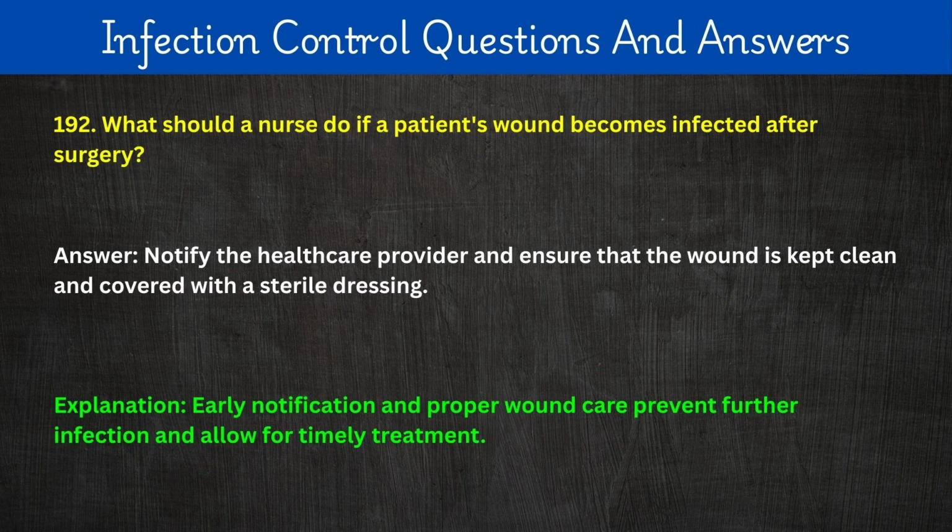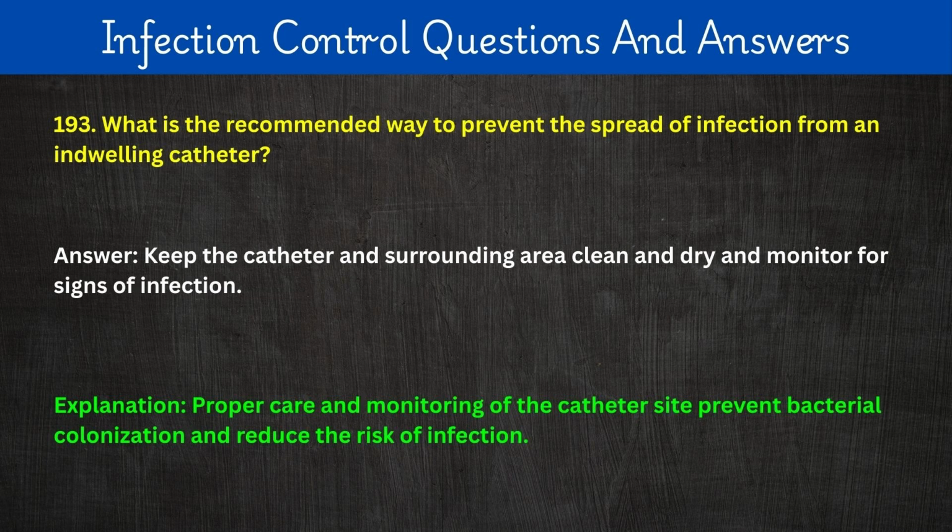192. What should a nurse do if a patient's wound becomes infected after surgery? Answer: notify the healthcare provider and ensure that the wound is kept clean and covered with a sterile dressing. Explanation: early notification and proper wound care prevent further infection and allow for timely treatment.